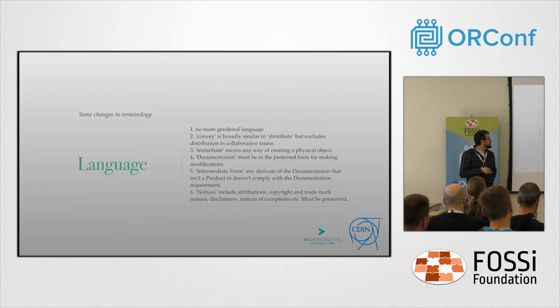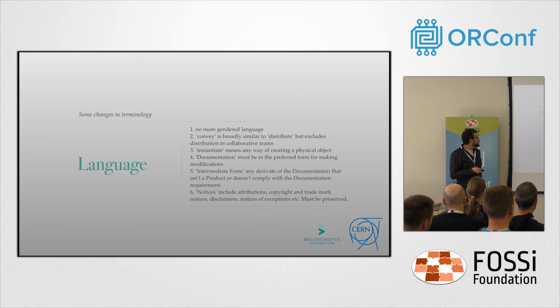So I mentioned we removed the gendered language. We've used this concept of convey instead of distribute. We've put the word instantiate in there, which really is designed to cover any circumstances in which a physical object is created. We just ended up with a sort of word salad beforehand, where we used things like configure, manufacture, create, etc. So that just provides a bit of shorthand. Documentation must be in the preferred form for making modifications. If you're familiar with GPL licenses, that'll be familiar wording to you. So it's essentially the equivalent of source code.